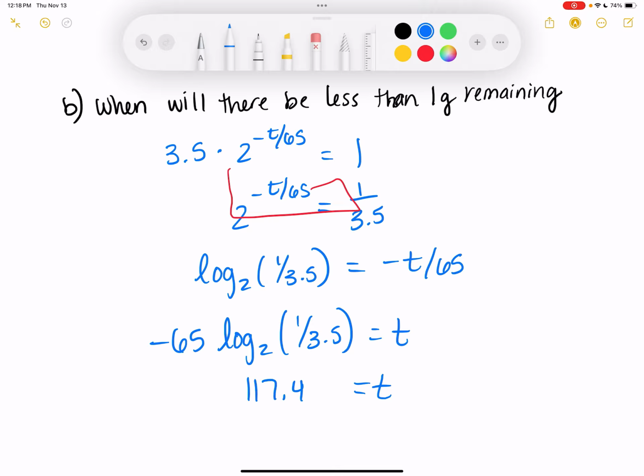117.48. Okay, yep. So 117.48 days, so that we would know then that any time after that is when there would be less than 1 gram remaining. Essentially at this point there is 1, but even minutes after that there would be less than 1. So questions on this? I know it's a lot, and this is like pretty much all new information here.